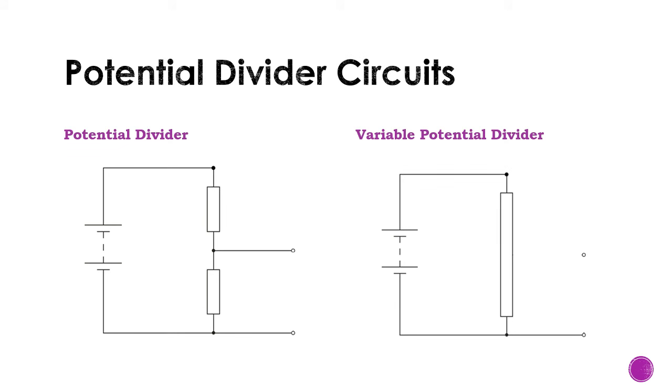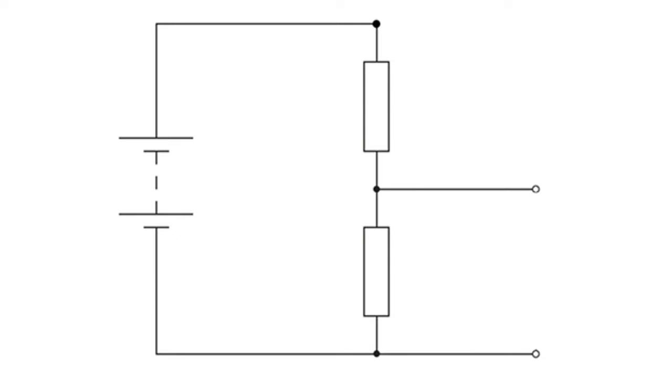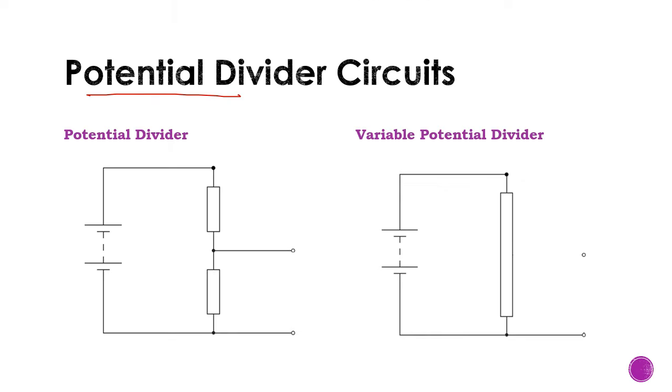Now the last part in circuits, and then we close circuits completely, is a special type of circuit called a potential divider. I wouldn't really call it special because if you take a look it's just two resistors in series. It follows the same rules we used before.